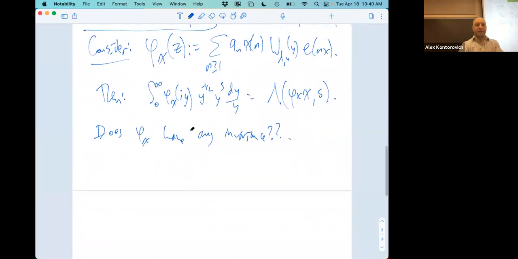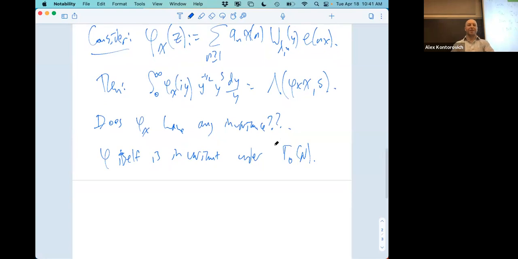Okay, so does this thing have any invariance? Remember, the phi without the chi is invariant under gamma naught n. Phi itself is assumed to be invariant under gamma naught n. Does phi twisted by chi have any invariance? Okay, so let's work out if it does or doesn't. Does that make sense?